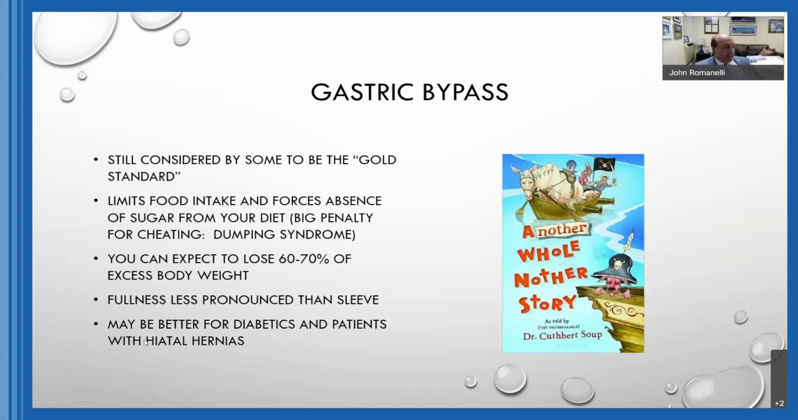It limits food intake and forces the absence of sugar from your diet. We're going to get into this in more detail, but you get a big penalty for cheating. It's called the dumping syndrome, which sounds about as pleasant as it is. You lose more weight, 60 to 70% of your excess body weight.